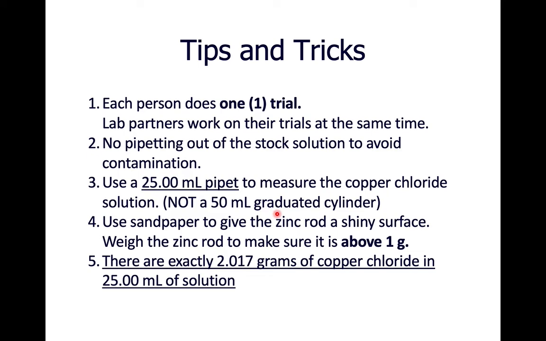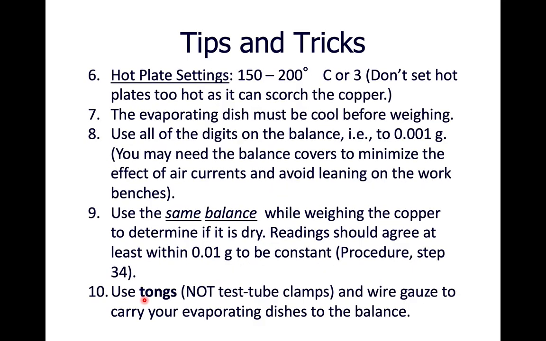It's not accurate enough. You'll use sandpaper to give the zinc rod a shiny surface, and then weigh the zinc rod to make sure that it's above 1 gram. There are exactly 2.017 grams of copper chloride in 25.00 mL of the solution. Hot plate settings: you want to set it in the 150 to 200 degrees C range, or about a setting of 3 on most of the hot plates. If you get this too hot, you can oxidize the copper.